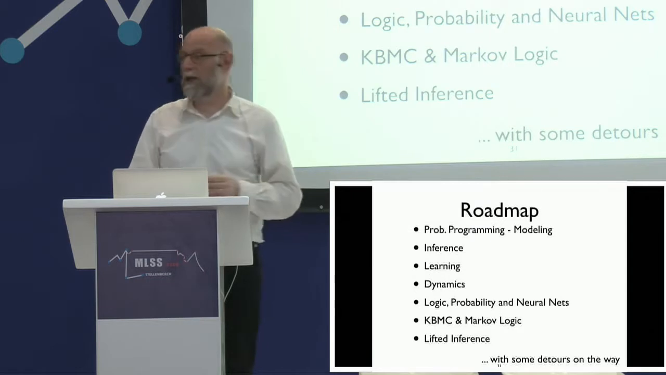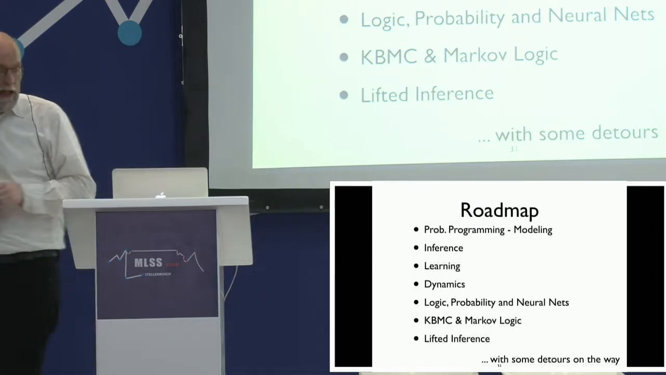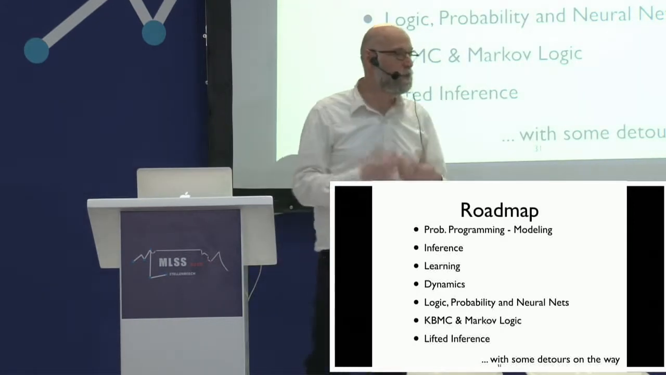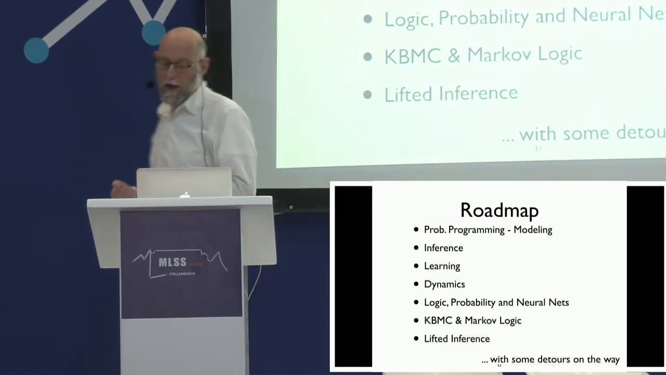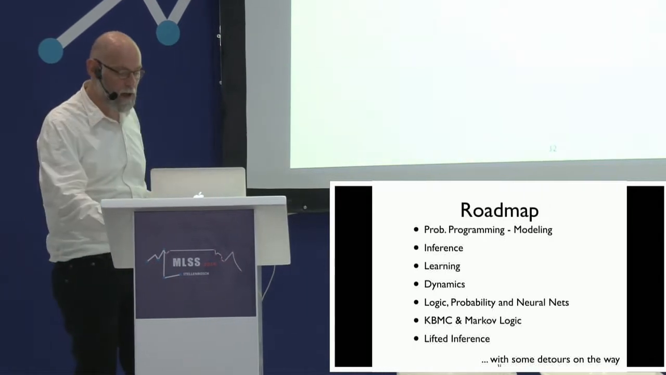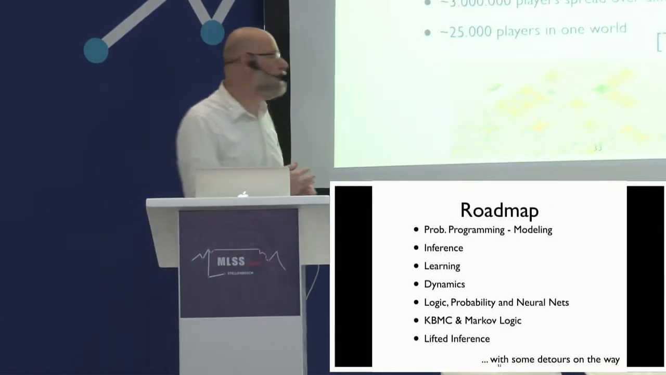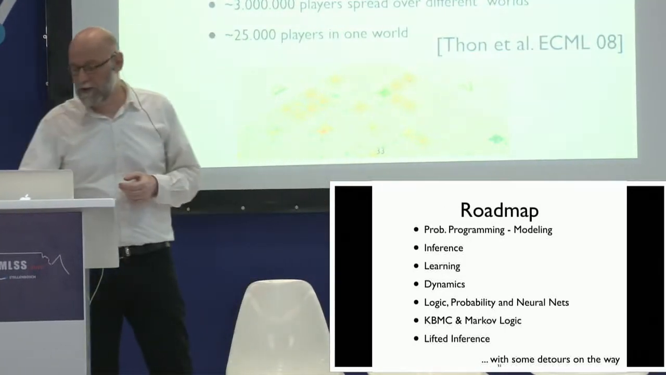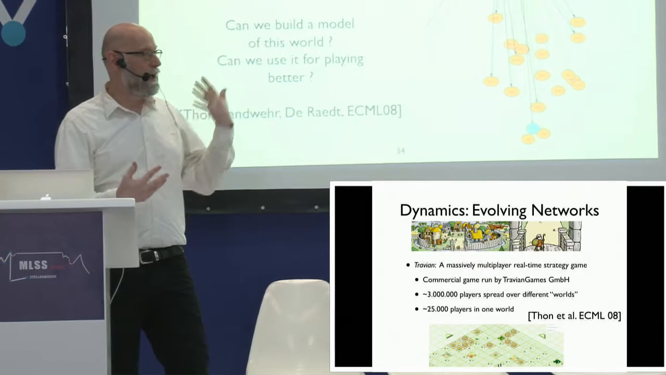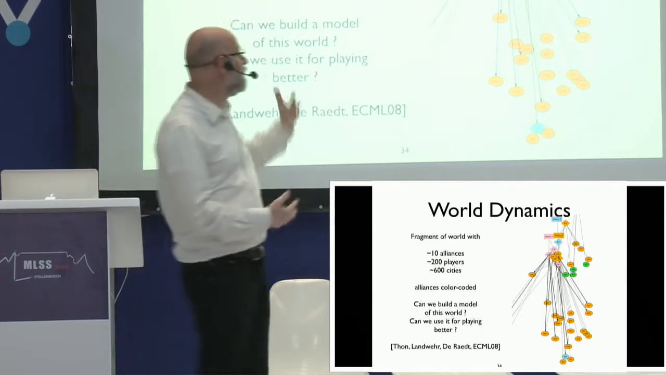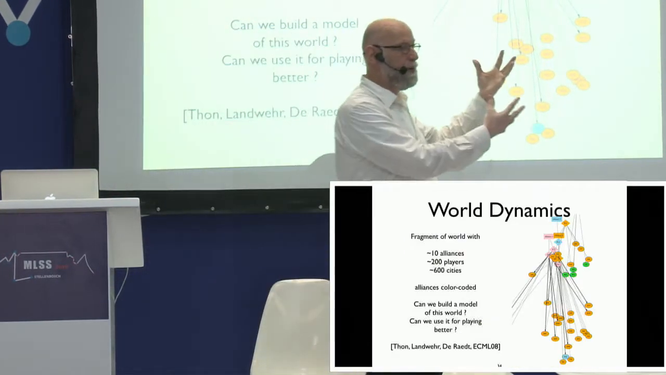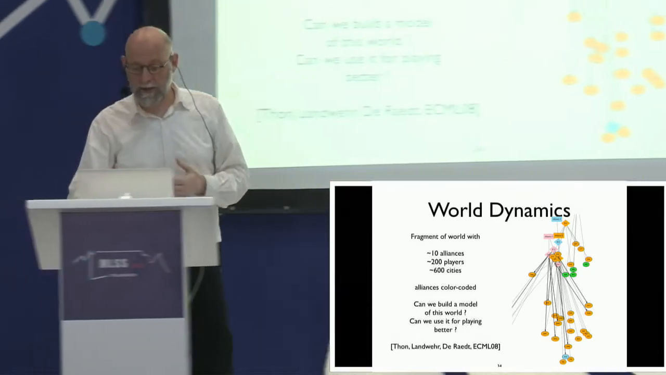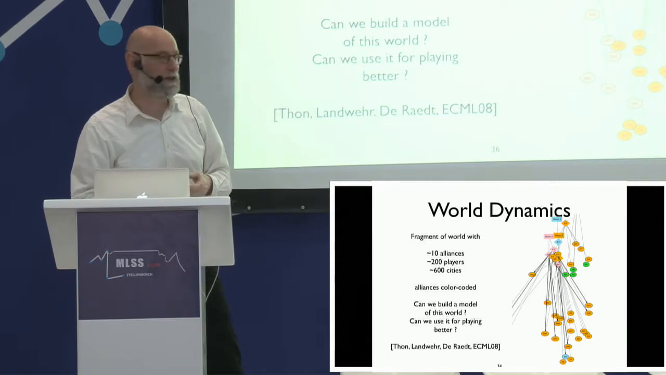Okay, so that was concluding the part about learning. Let's look a little bit at dynamics. And dynamics is where reasoning is really, really helpful. What do I mean by dynamics? I mentioned this multiplayer online game yesterday. In such games, the world is dynamic. At every point in time, there is a kind of graph structure, which you can represent as a relational database. And that relational database will change over time, basically.